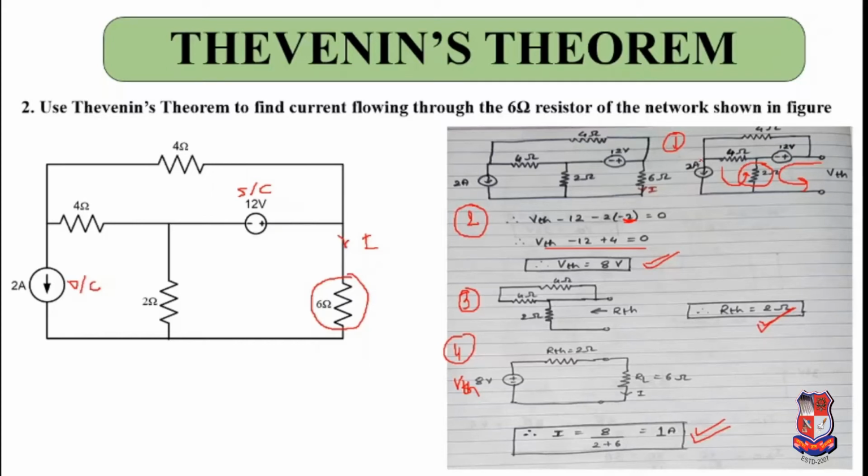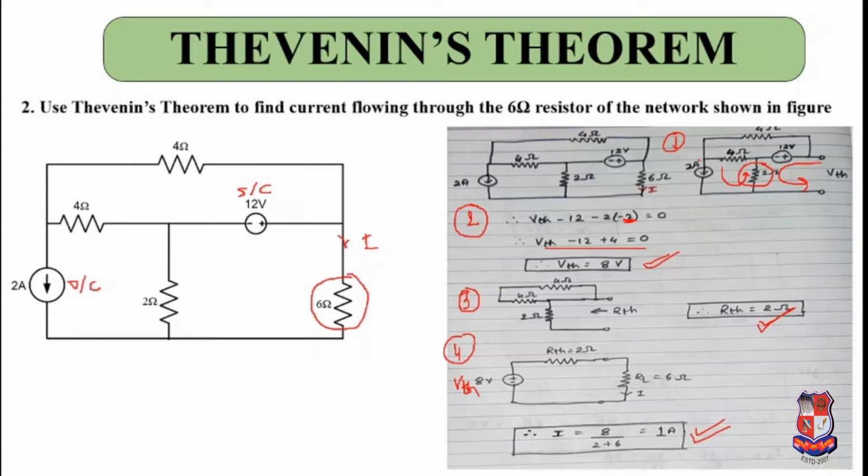The third step is to find the Thevenin's resistance RTh. It is found by eliminating all the independent sources which are present in the circuit. When I say eliminating independent sources, it means that all the independent voltage sources in the circuit must be short circuited. Similarly, all the independent current sources must be open circuited.